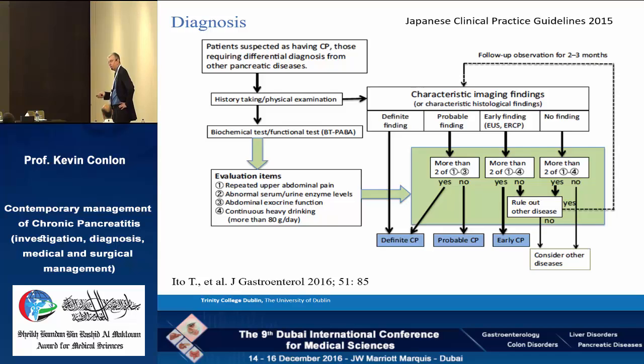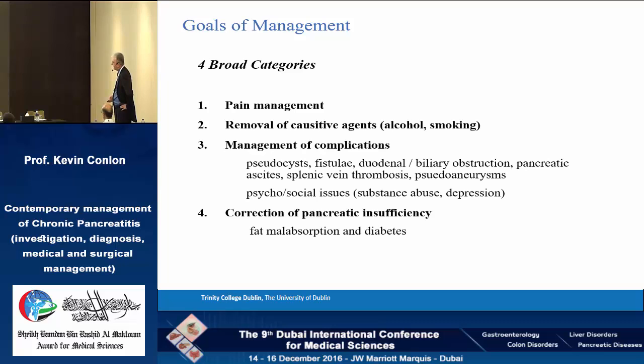So what are our goals in management? Well, if they have pain, you want to manage the pain. You want to remove the causative agents, such as alcohol or smoking. And then if they have complications of pancreatitis, and I haven't really gone into those, such as pseudocysts, forming fistula, duodenal or biliary obstruction, pancreatic ascites or veins, you need to deal with that and correct the pancreatic insufficiency, malabsorption, diabetes. Interesting, we see very little fistula at this moment in time.